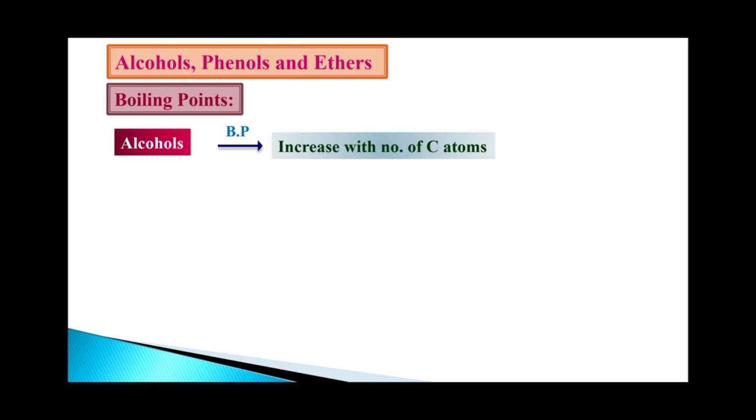For example, if you have methanol and ethanol, ethanol has 2 carbon atoms compared to the 1 carbon atom of methanol, hence ethanol has a higher boiling point than methanol. If you compare ethanol and propanol, propanol has the higher boiling point as the number of carbon atoms is more. If you compare propanol and butanol, butanol has the higher.